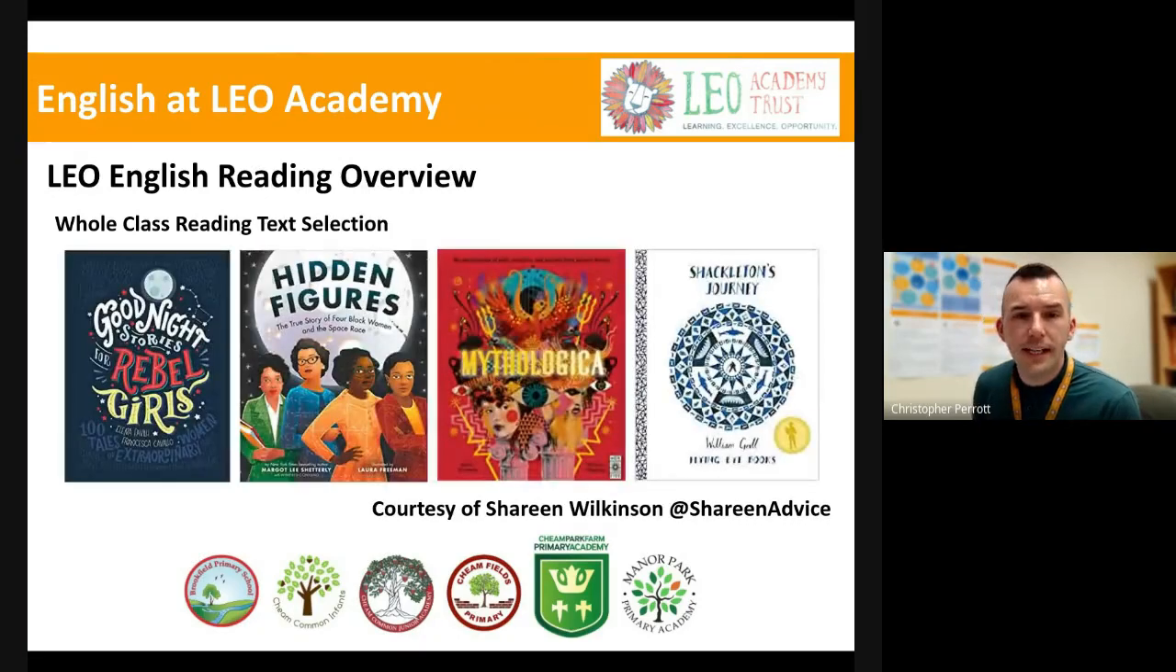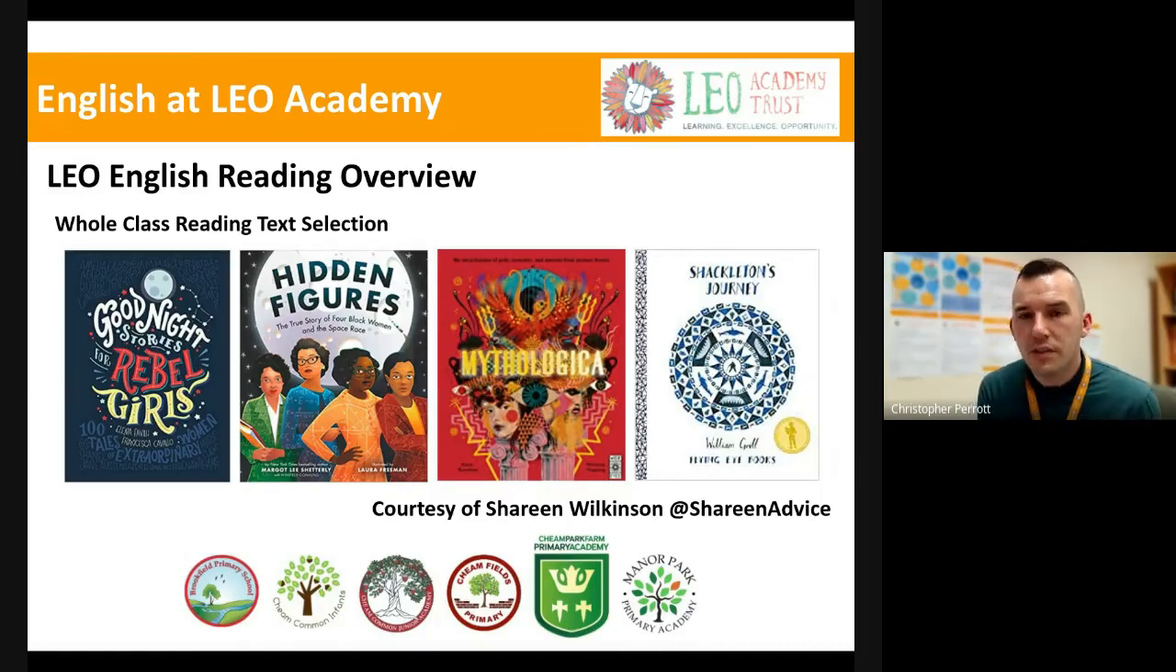And then also there are really great non-fiction texts as well, and lots of inclusive texts that you could be drawing upon and using. Good Night Stories for Rebel Girls is a fantastic series, and actually those texts are really short. They're really good to use as well. Things such as Hidden Figures, bringing that in again for that inclusive and diversity. And then also non-fiction texts, things like Mythologica, Shackleton's book. There's some really wonderful ones.